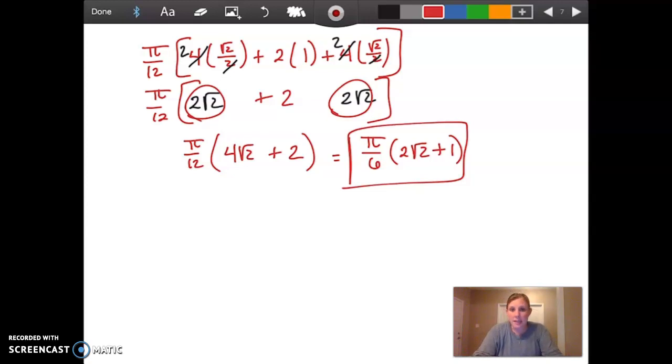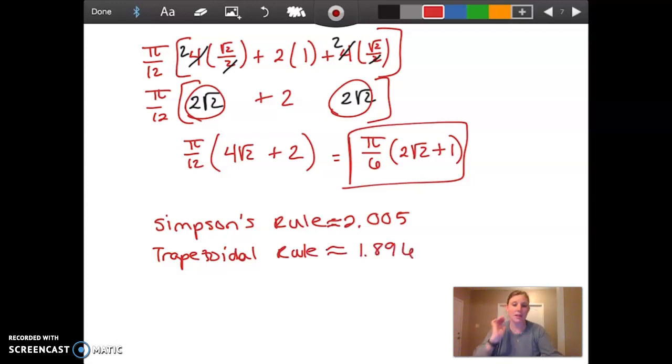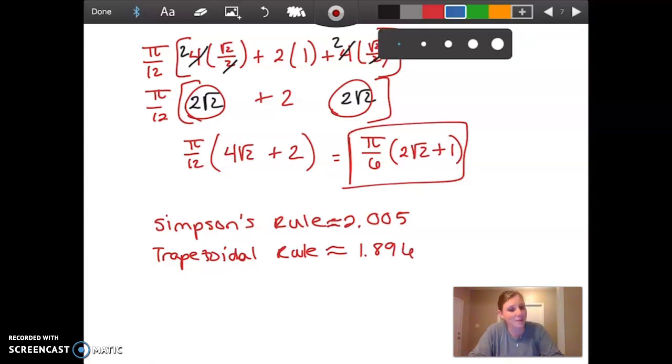Now, to give you some insight on exactly what's happening here, not that you're incredibly concerned with it, but if you were to convert this to a decimal for comparison purposes, Simpson's rule would actually give you 2.005 approximately, okay? The trapezoidal rule from this exact same thing is going to give you approximately 1.896. Now, I know all of you are asking the question, so which one's closer? I'm so glad you asked.